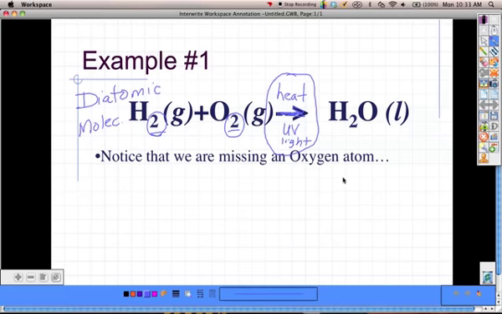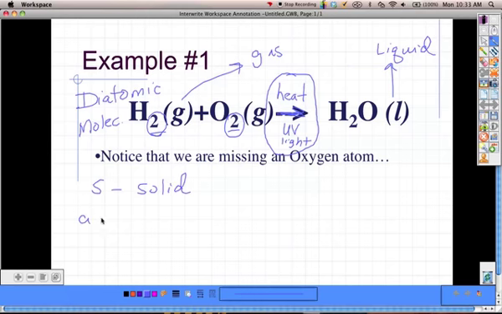Form dihydrogen monoxide as a liquid. Sometimes it's gaseous and then it goes to a liquid. So this G stands for gas, L stands for liquid. We can have an S that stands for solid, and we can also have AQ that stands for aqueous, which means dissolved in water.